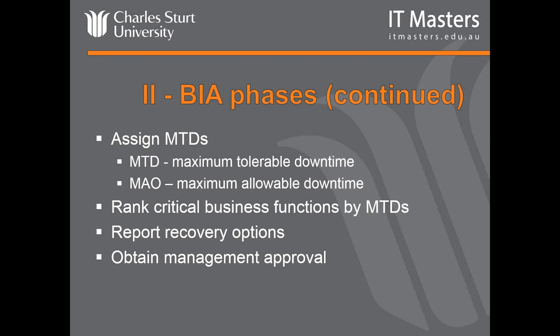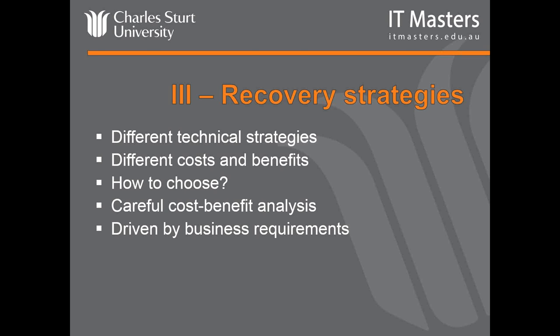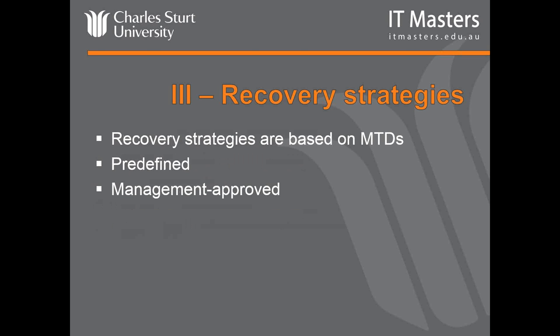And then we can rank business functions based on those and get management sign-off. Then we can start our recovery strategies. Different ones there, but we can put these in place based on how long our system's going to survive. And again, remember, management's approval always makes the difference. What we are trying to do is ensure that management knows about these things and have accepted the risk or are going to do something about it.